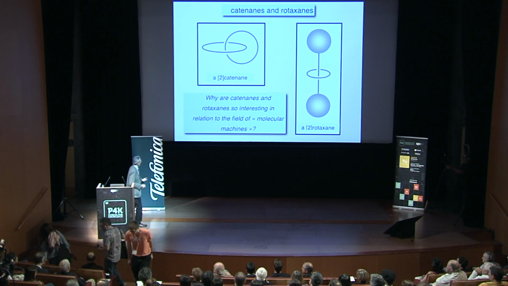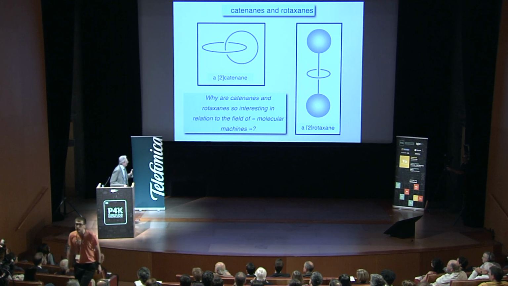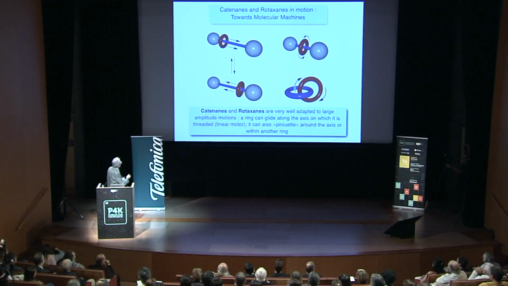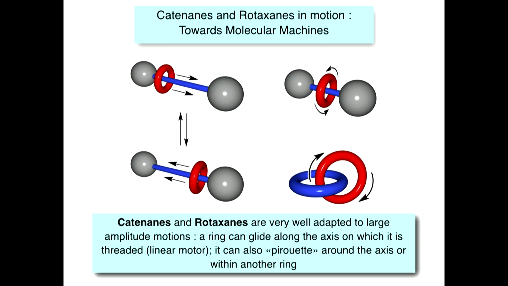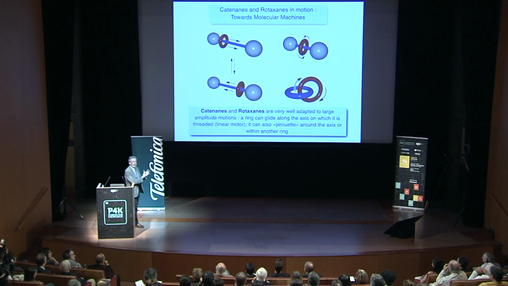Why are these molecules exciting in relation to the field of molecular machines? Very simple. If you have a simple rotaxane like this one, if you are able to set the system in motion so as to move the red ring, which was here originally on the left part of the axis, to the right part, and perhaps go back to the original state, you are very close to making a linear motor, exactly like a piston moving in a cylinder.